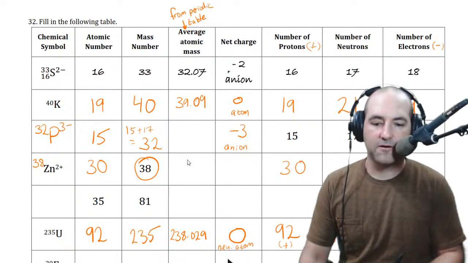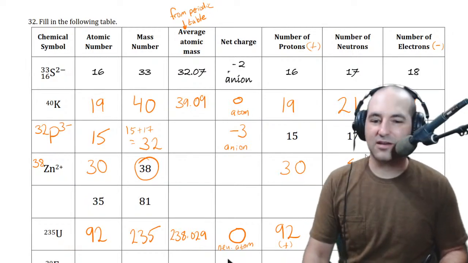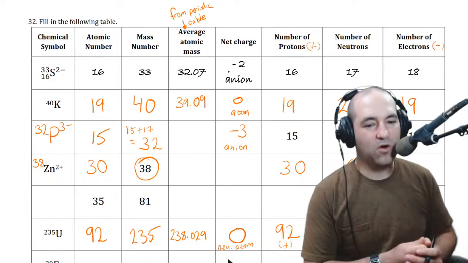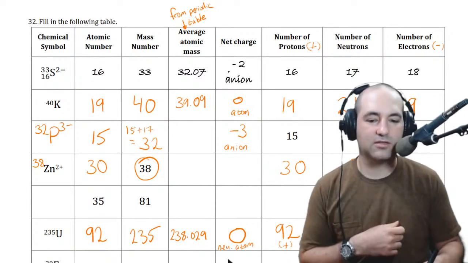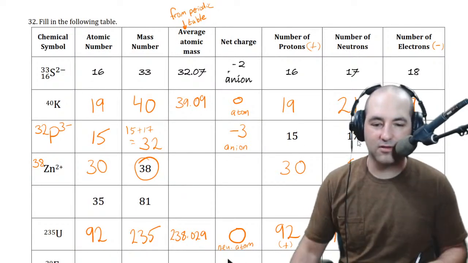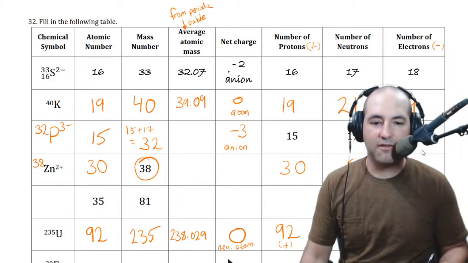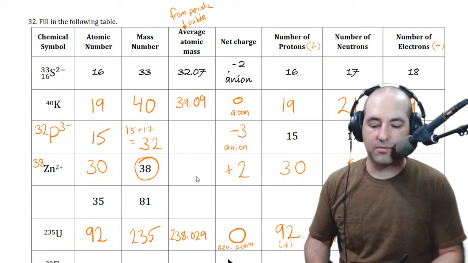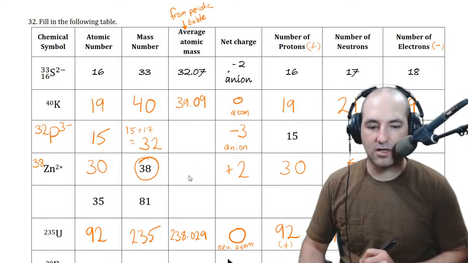The mass number 38 means just 8 neutrons. That probably doesn't exist, most atoms have a relatively balanced number of protons and neutrons, or they have more neutrons than protons. So this was probably just made up for the sake of this worksheet. And then the number of electrons, we've got 2 fewer electrons because our overall charge is +2, and that's given by the symbol right here. Average atomic mass, again, that's going to be the number on the periodic table.